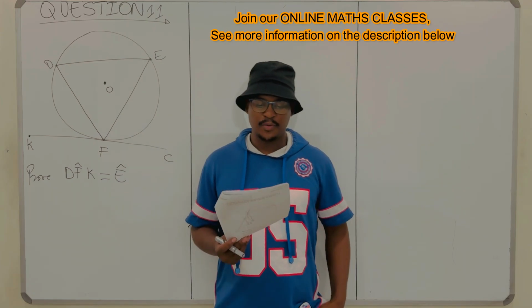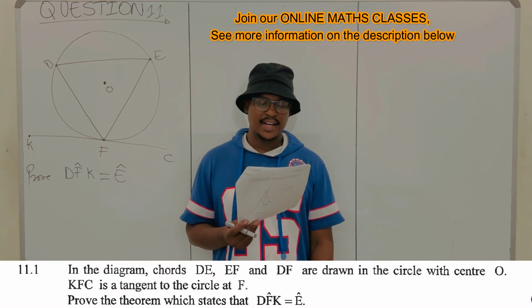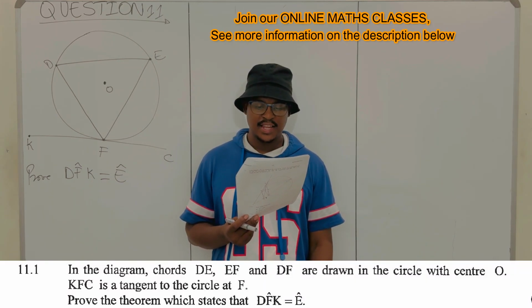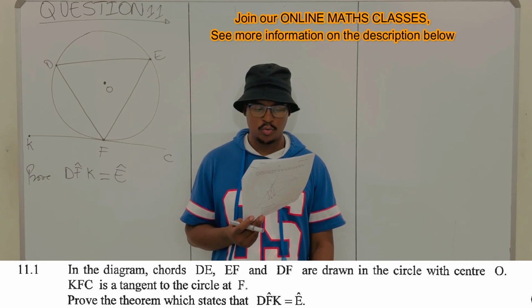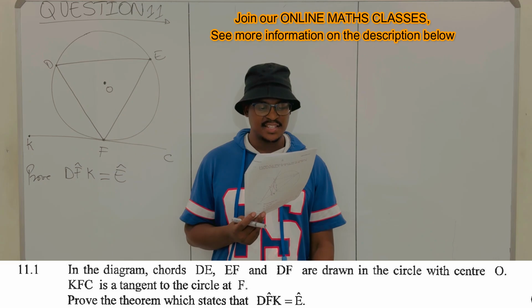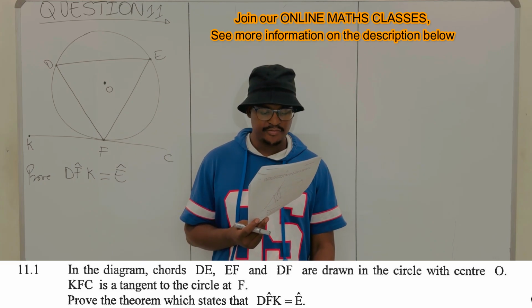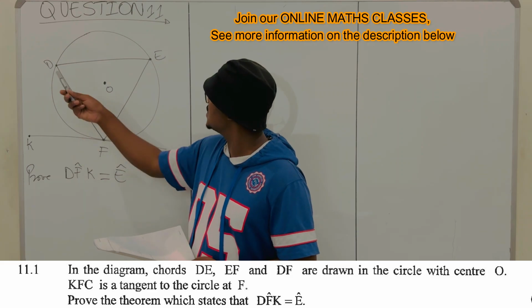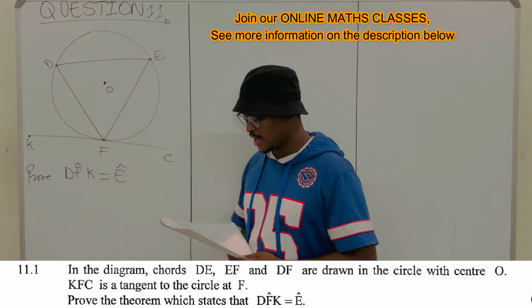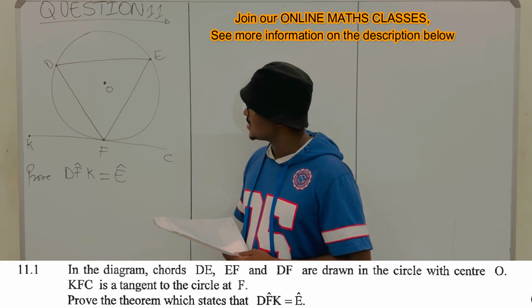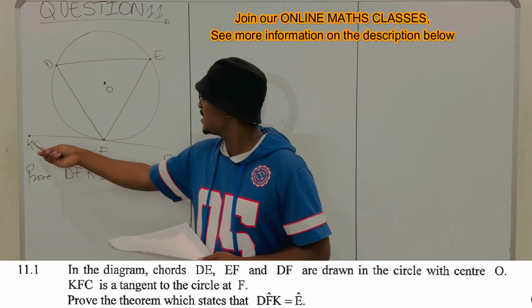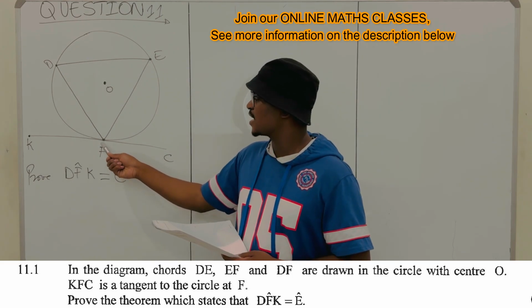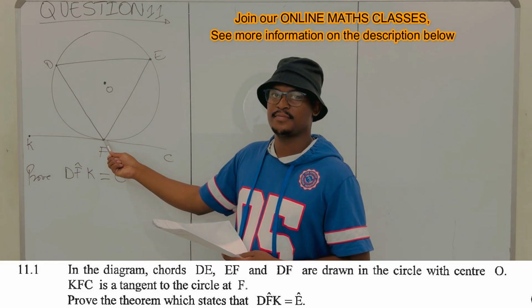What are they saying at 11.1? They are saying in the diagram, chords DE, EF, and DF are drawn in the circle with center O. KFC is a tangent to the circle at F. So we have these chords DF, DE, and FE, right? No problem. This line KFC is a tangent to the circle at point F.